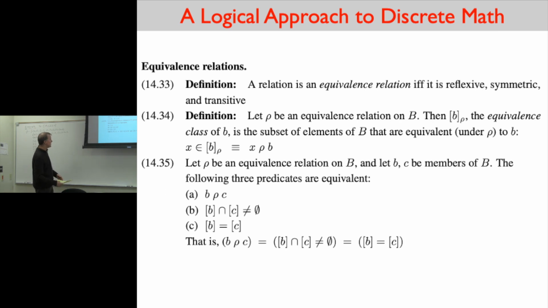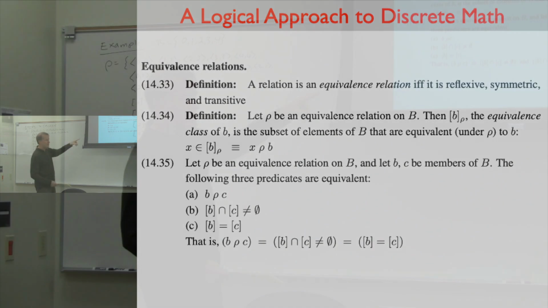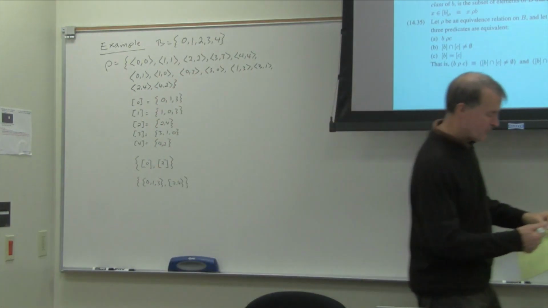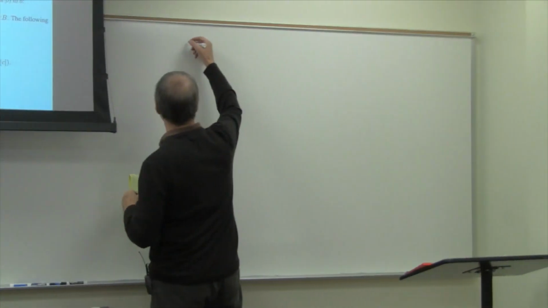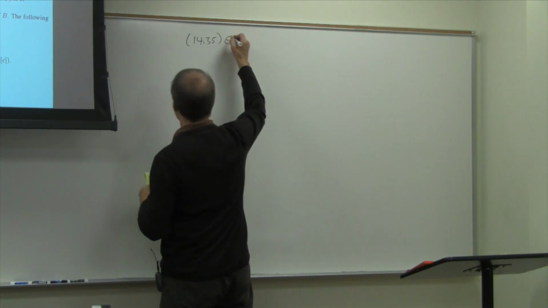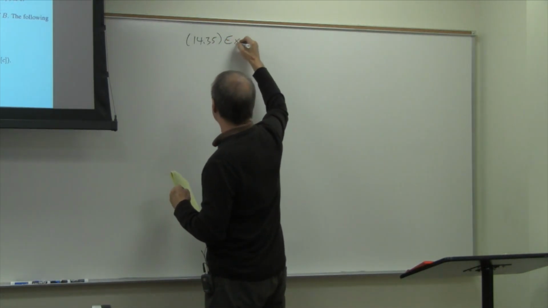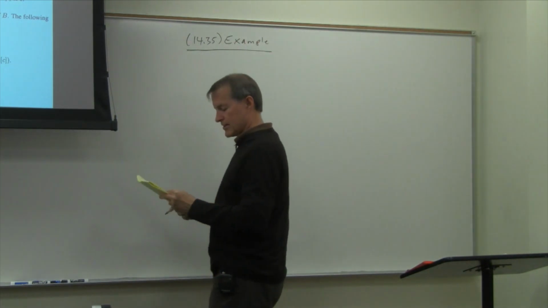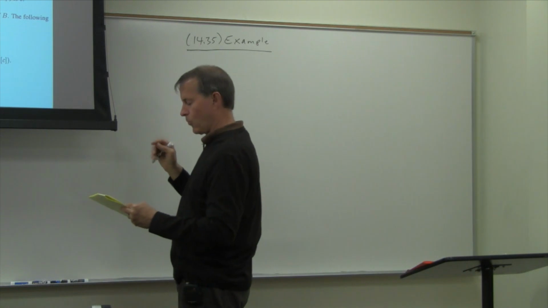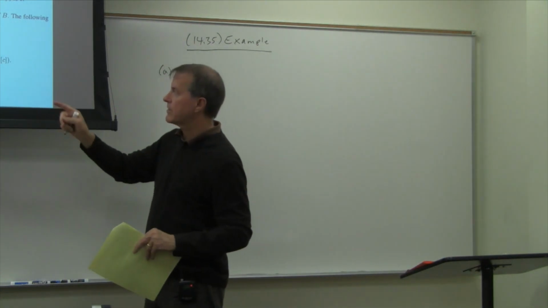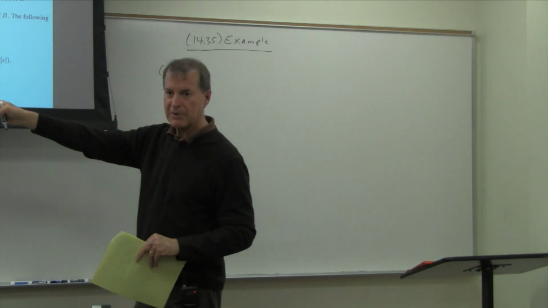But before we talk about this, I want to show you, let's do this with this example. So here's 14.35, just this is not a proof, this is an example. So check this out, you guys. Let's use first of all 1 and 3. All right? Because 1 is an element of B and 3 is an element of B, right?